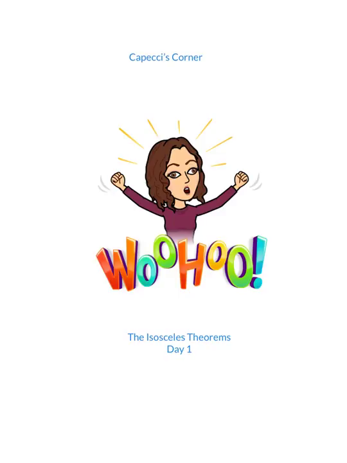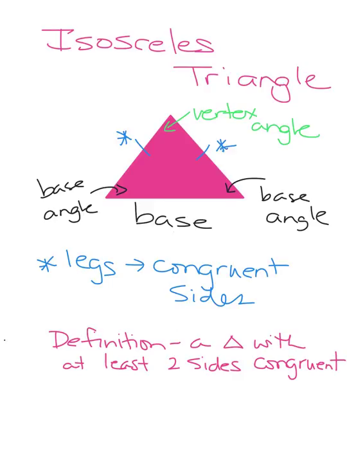Today on Capecchi's Corner, we're going to look at the isosceles theorems. Let's remember what an isosceles triangle is. The definition states that it is a triangle with at least two sides congruent. So it could have two sides or three sides congruent. We usually refer to an isosceles triangle as a triangle with two sides congruent, since a triangle with three sides congruent is called an equilateral triangle, which has a more specific name.